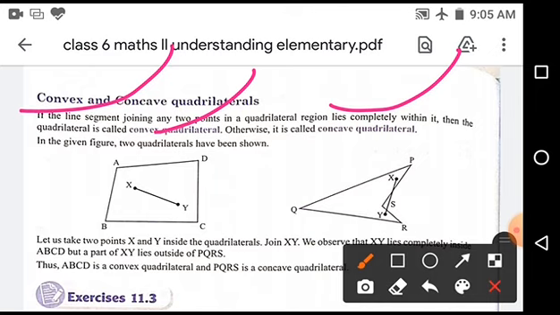And if some part of a line is outside the quadrilateral, then we can say that this type of quadrilateral is known as a concave quadrilateral. So the first quadrilateral is convex and the second one is concave, because in the second quadrilateral some part of line XY lies outside the quadrilateral.